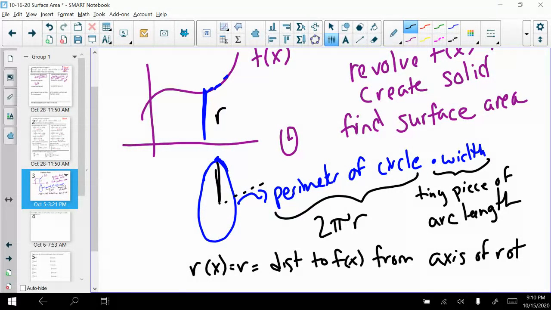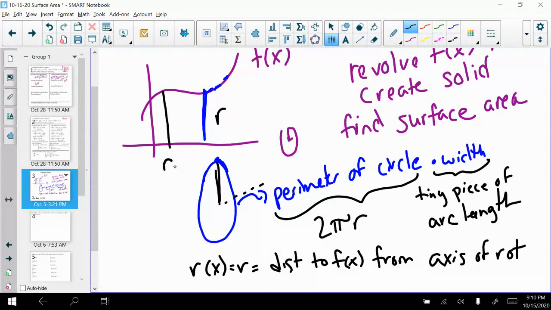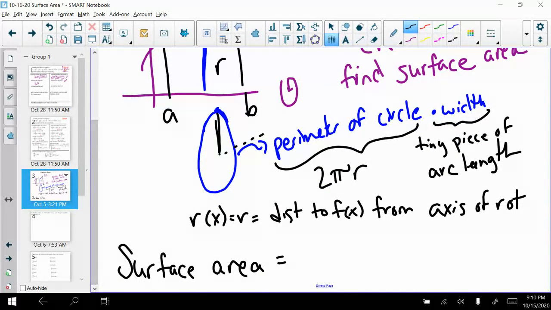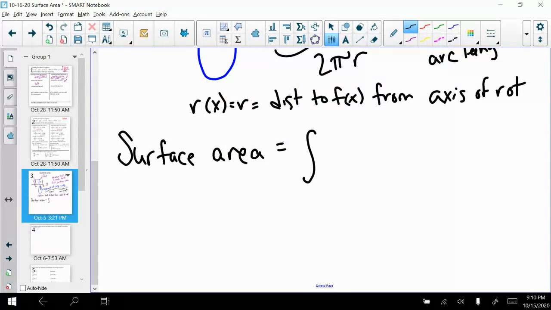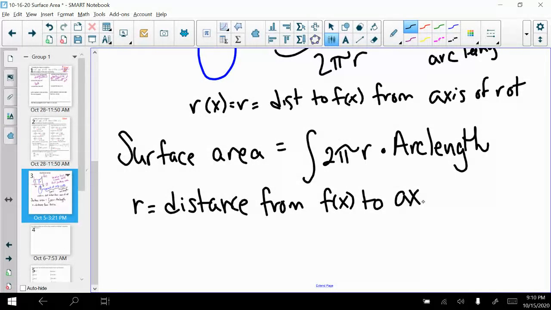So what that leaves us with is that our surface area, of course we have our arbitrary a to b that we want to do, is going to be the integral of 2 pi r times arc length. Now r is going to be our distance from f of x to our axis of rotation.